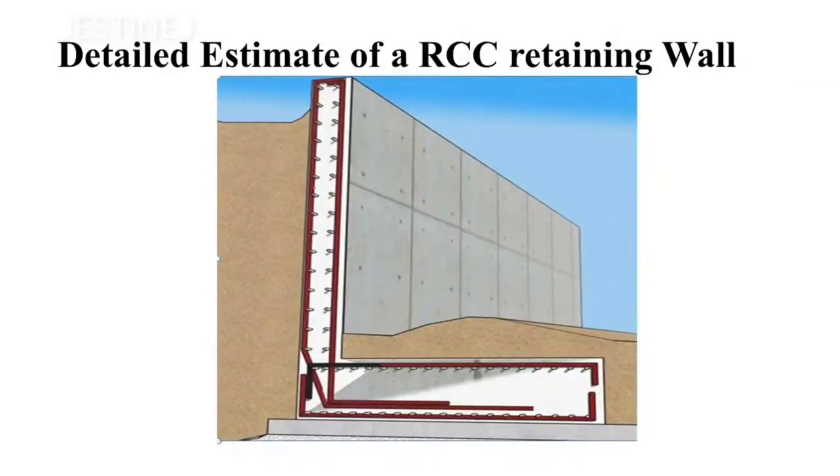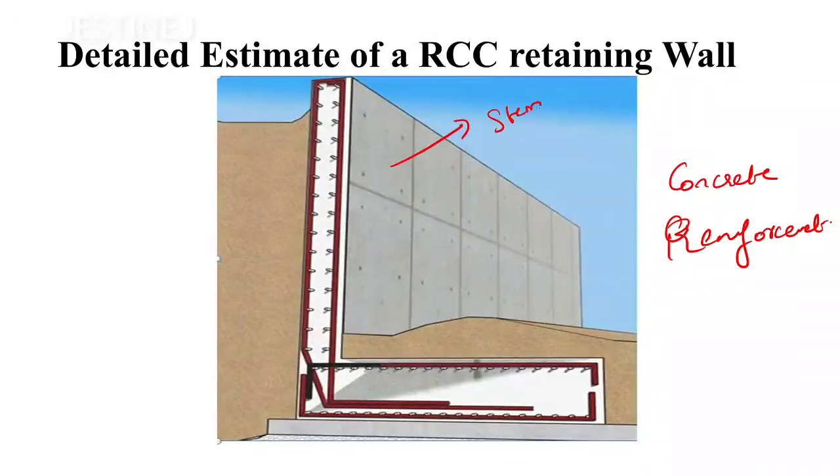So here you can observe that a retaining wall is constructed with concrete and steel reinforcement. Our aim is to calculate the quantity of concrete and also the reinforcement required for this particular construction. This part is called the stem, and this bottom portion is called the base slab. And the length of the wall is this one, up to this much length.